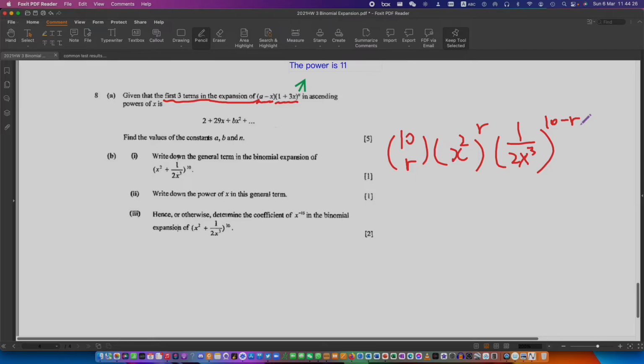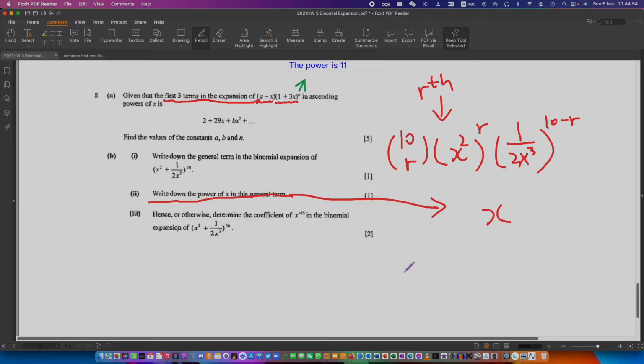Meaning what? Meaning which term you want? Let's say you want the rth term, so this is the rth term. You understand me? Yes. So now I have given you the so-called general term in the binomial. Write down the power of x in this general term. Power of x. So they just want x.